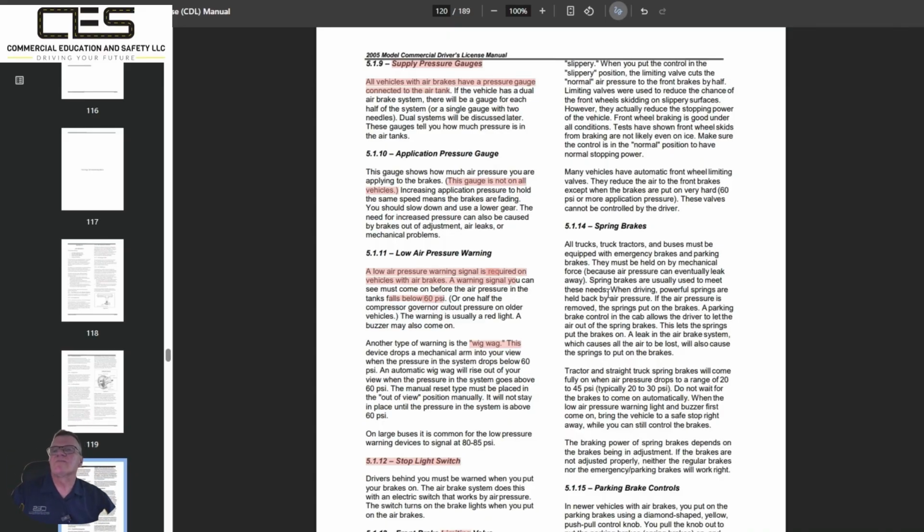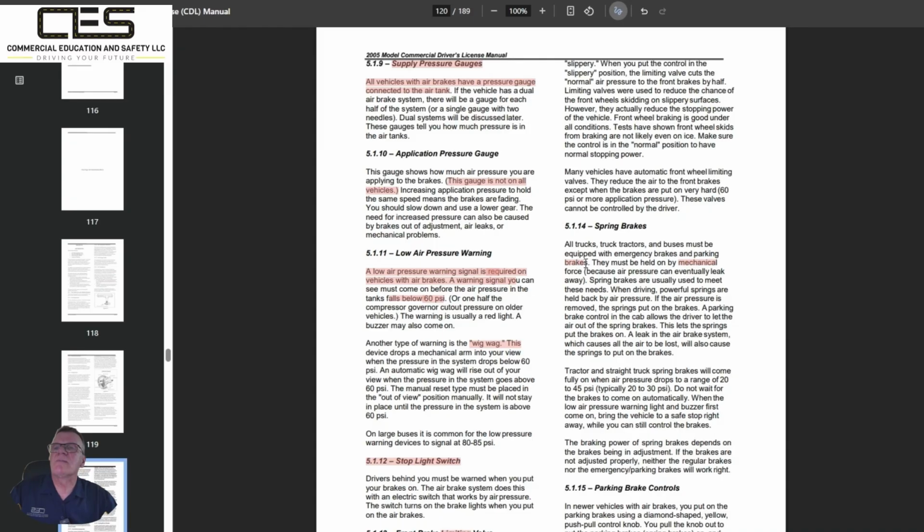I'm going to read what it says here. All trucks, tractors, and buses must be equipped with emergency brakes and parking brakes. So emergency brakes, you have them on your car. That can be mechanical, right? And it's also got to have parking brakes, which can be the same thing. Newer cars, I've noticed, have a button you push, and it pushes it down with hydraulics. That's fairly new technology. But we're talking about air brake systems. So spring brakes must be equipped as emergency and parking brakes. They must be held on by mechanical force. So mechanical force, get used to hearing that.